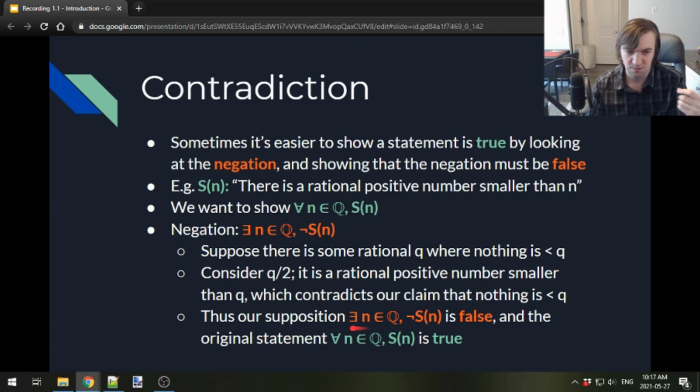So if our supposition, the negation, is false, then our original statement must be true. And so by proof by contradiction, we've shown that for all numbers in the rationals, S of n holds true. I should say positive rationals. I should probably have a little plus there, but hopefully you get the idea.